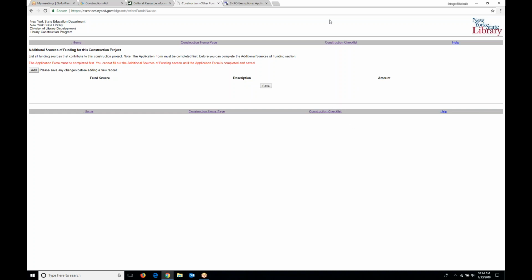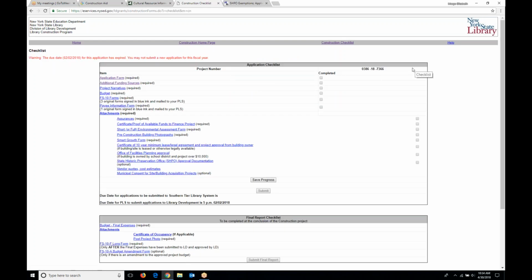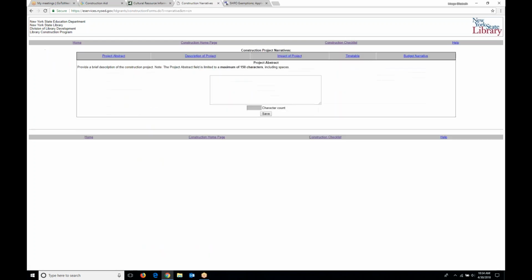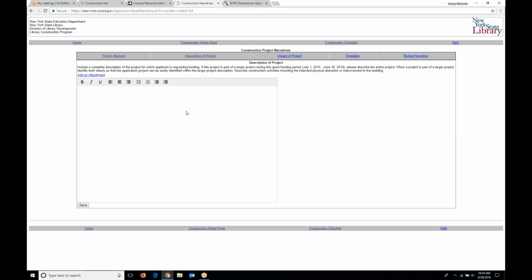Now I want to leave this page. I'm going to go to the construction checklist again. Project narratives is really where you see the contents of the intent to apply application come through. Project abstract is just that one sentence description of your project. Description of the project is slightly longer.